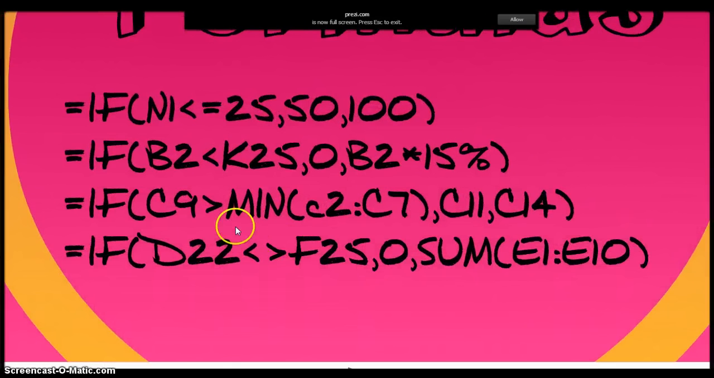Okay, so here are some sample formulas. Go ahead and look at this, and I want you to try first to figure out what this says. So pause the video, figure out how you would read it, and then play it and see if you got it right. All right, so if you said if N1 is less than or equal to 25, then the answer is 50. If whatever is in cell N1 is greater than 25, then the answer is 100. Hopefully you got that right.